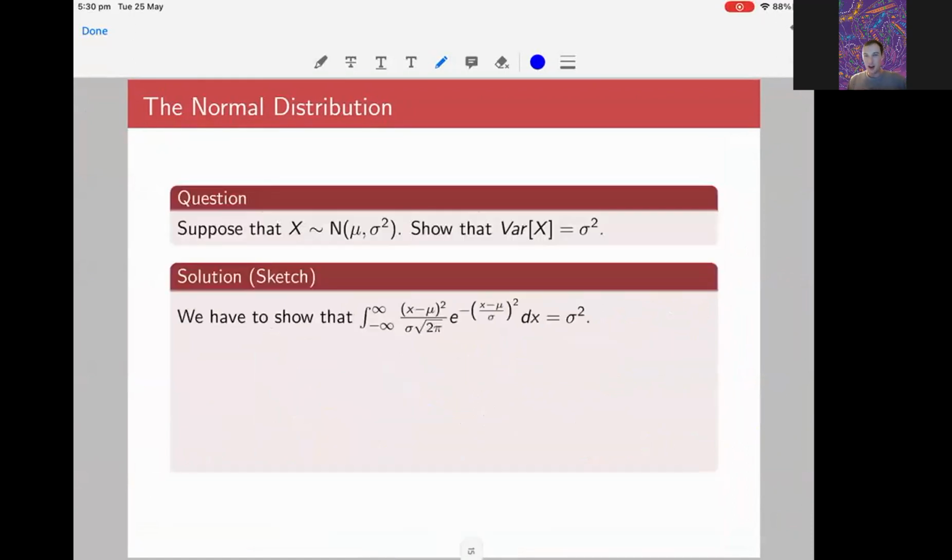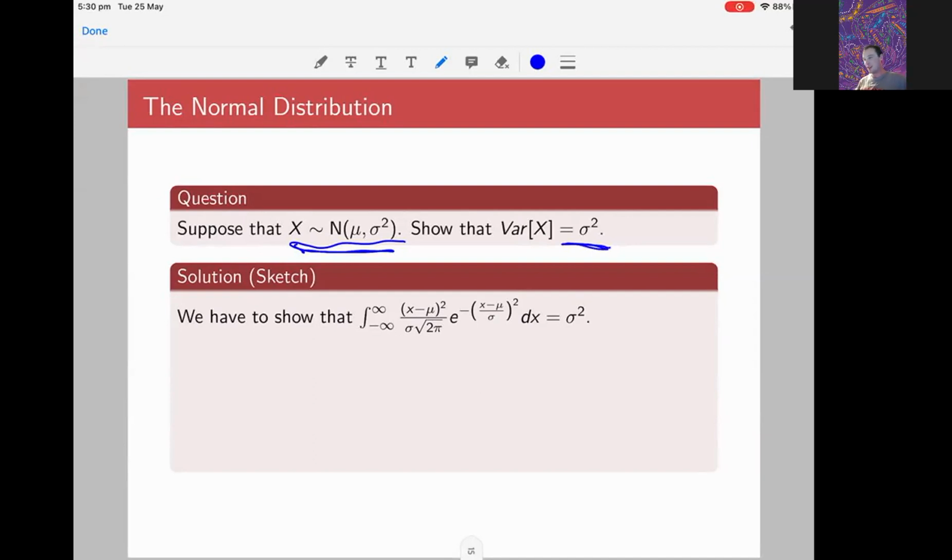Now, there is another claim I made that needs to be verified, and that was if you've got a normally distributed random variable with parameters mu and sigma squared, then the variance of x is exactly sigma squared.